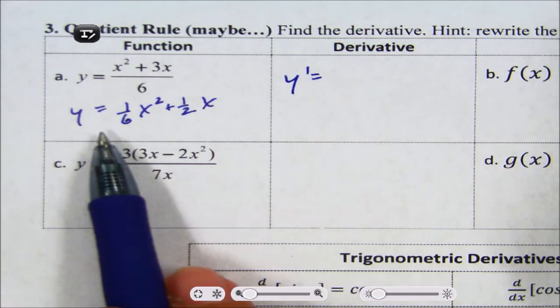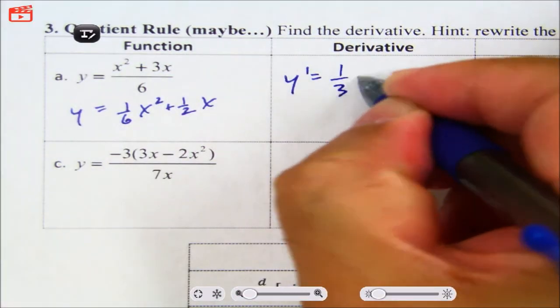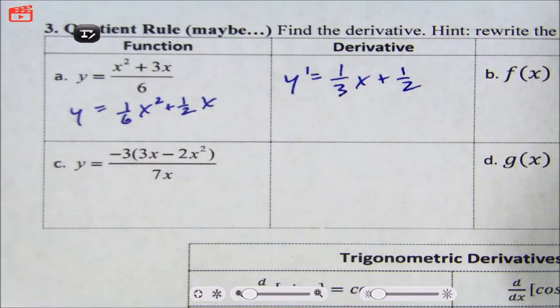So take the derivative here. So you just use power rule. So that's going to be 1/3 x plus 1/2. Yes. This is not easy, but it'll get hard. Not really. Well, I guess it does. All right. So this is basically saying you don't have.